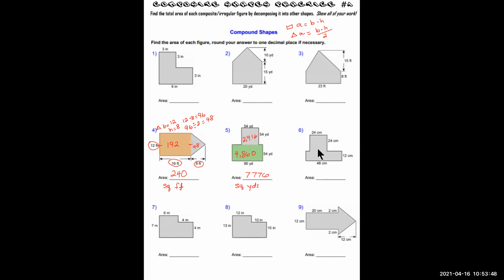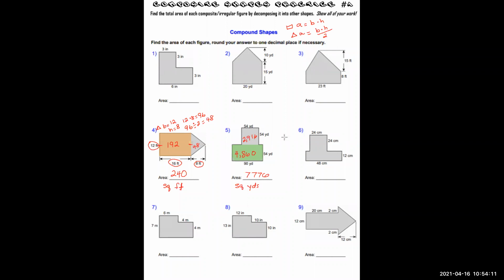Somebody asked me to do number 6. And that one could be tricky because it has this little edge over here. So you may be like, whoa, how do I do this? Let's go ahead and do number 6. Because I went over number 7 with you guys in class, and it's the same way you would do number 8. So let's go over number 6.